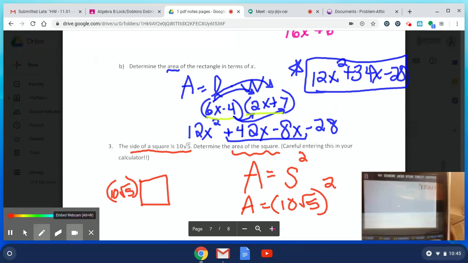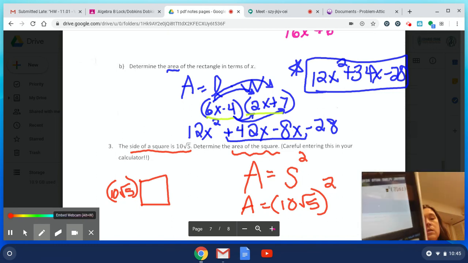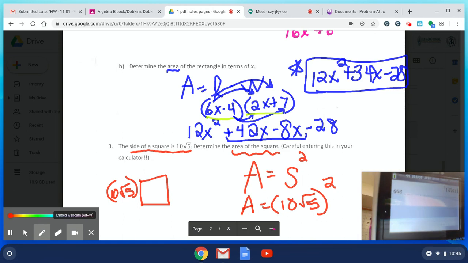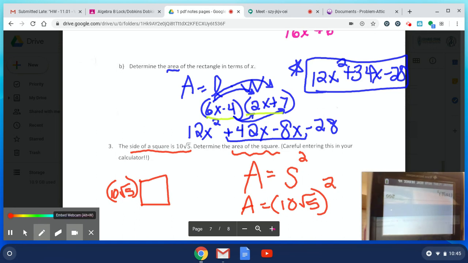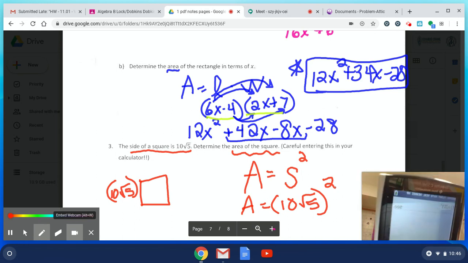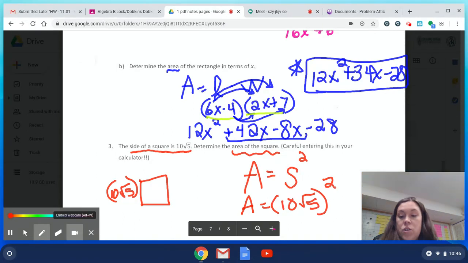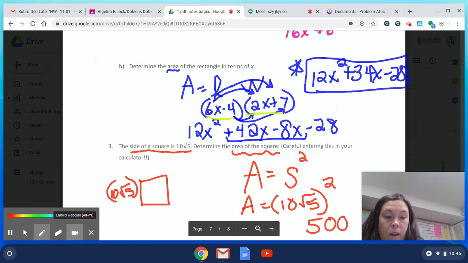Remember to stop your radical symbol. And then on the outside of our parentheses is where we put the squared piece. And when we hit enter, we should get an answer of 500. Right. So 10 radical 5 all squared should get us an answer again of 500 is going to be the area there for number 3.